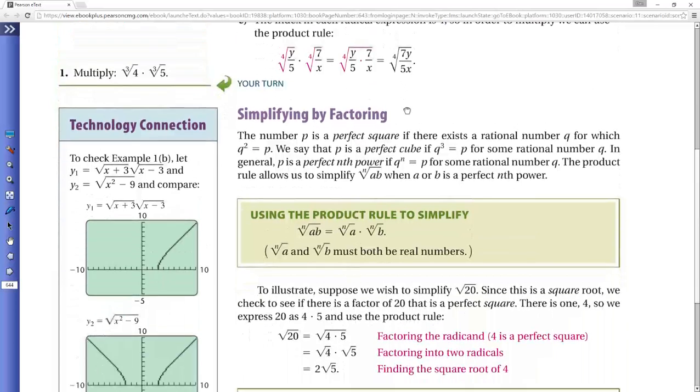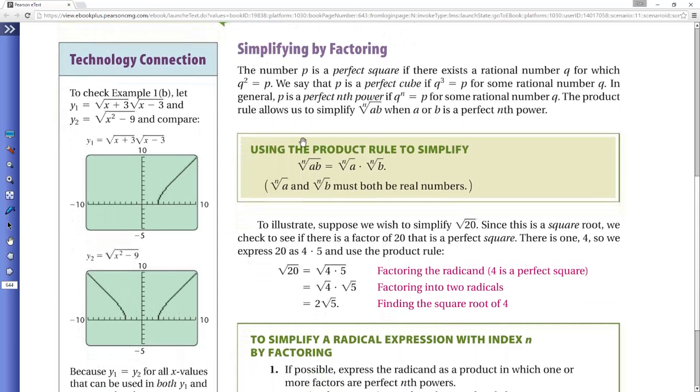Well, now here comes that word factoring again, and factoring again is that we're going to break it down into multiplication. The parts of the multiplication are factors. So let's read through this part here. It says the number p is a perfect square if there exists a rational number q for which q squared equals p. We say that p is a perfect cube if there is some number q that could be cubed that equals p, and so on. They're talking about these perfect nth powers is what they're getting to, and why those are important.